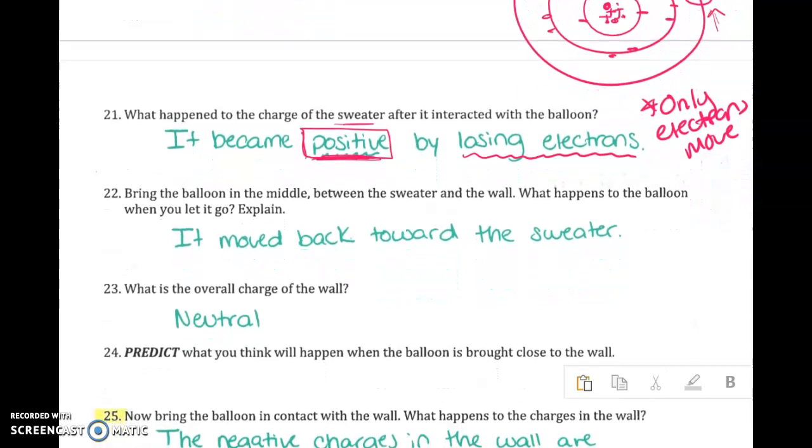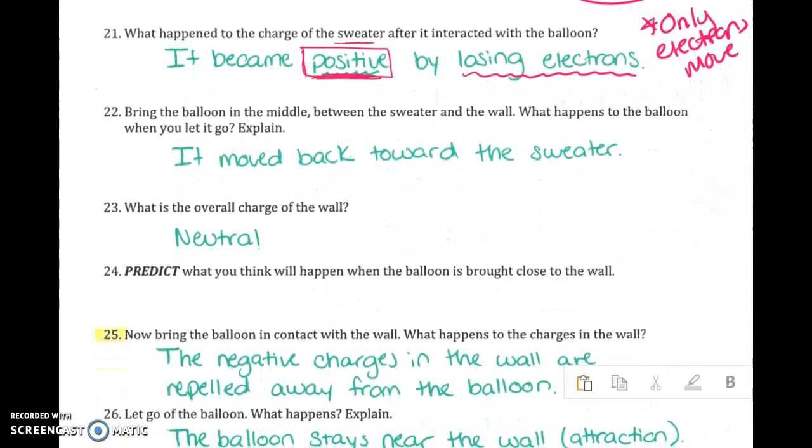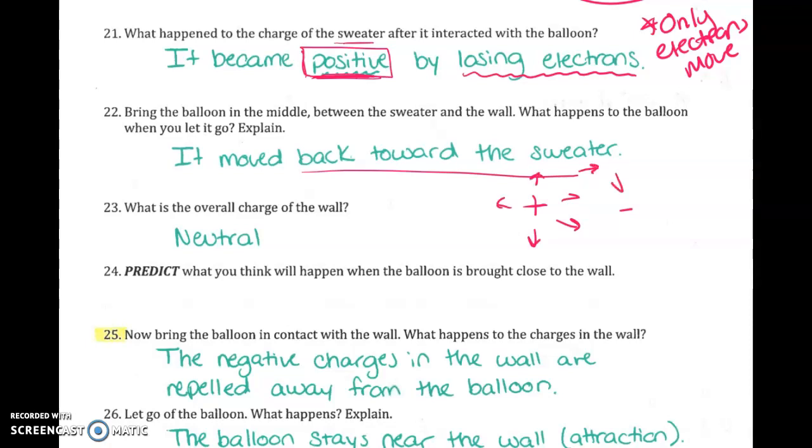When you bring the balloon into the middle, it should move back towards the sweater. That's because the sweater now has a positive charge. The balloon has a negative charge, and if you remember from the previous video what those forces do to each other, if they're opposites, they are going to attract. And you're going to get a force field built between the two objects as long as they're within the field of each other.